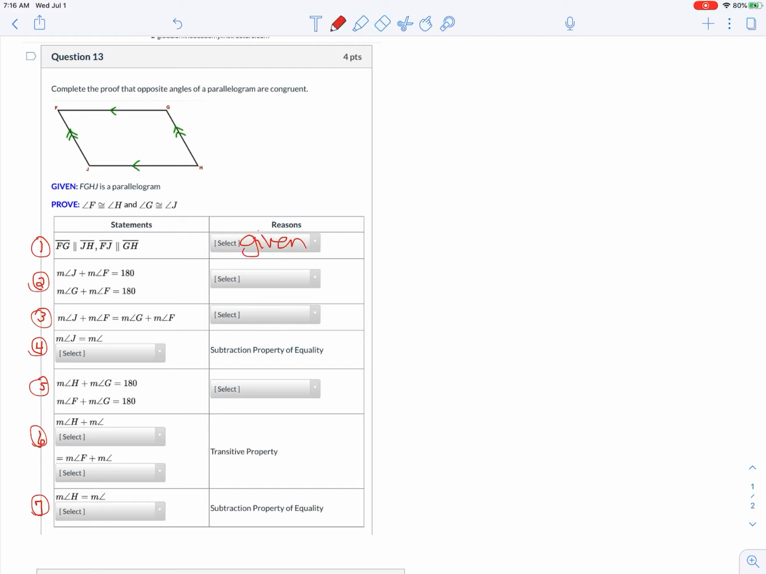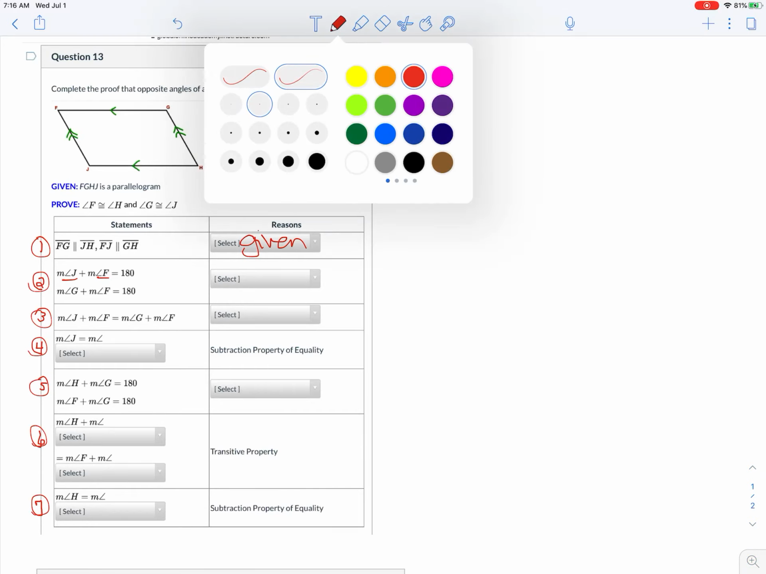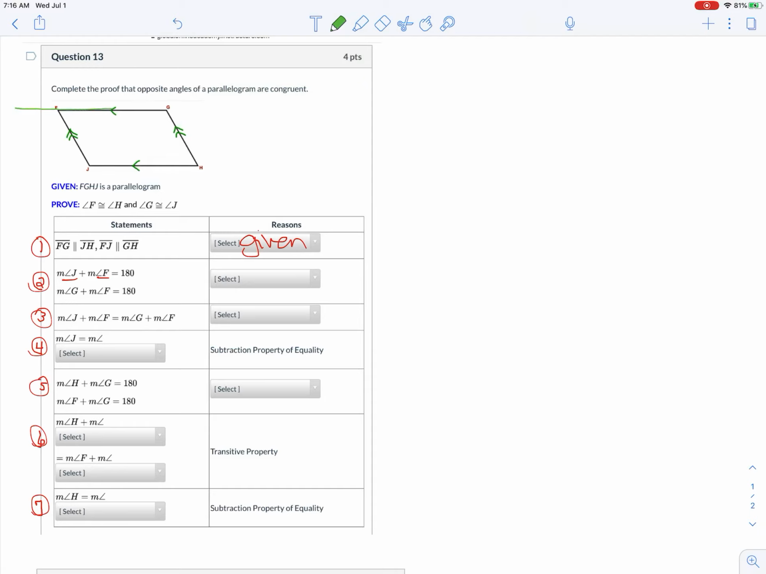Given, line 1. Line 2, angle J and angle F. We can refer to these as single letter angles because there's only one angle that works with them. So J and F is 180 and G and F is 180. That's because these are, and I'm going to redo this, or actually maybe I'll just write over it. I'm going to write these parallel lines and extend them a little bit.